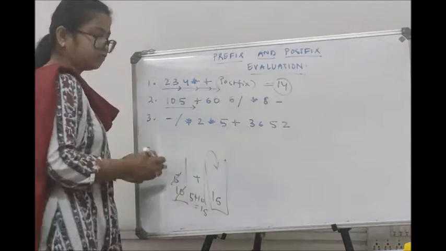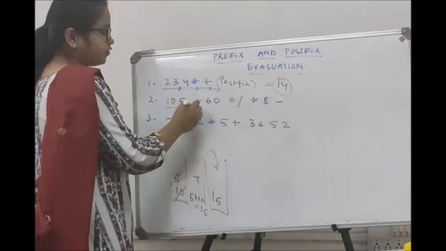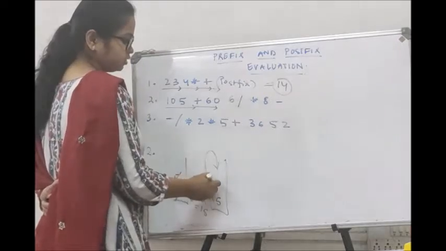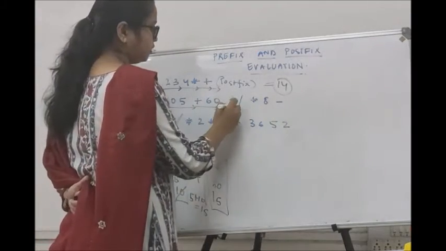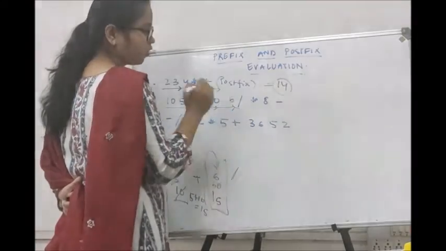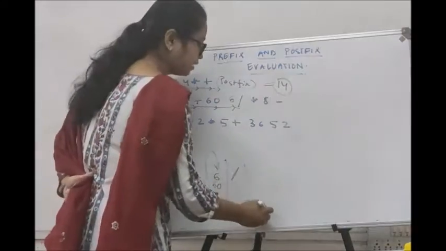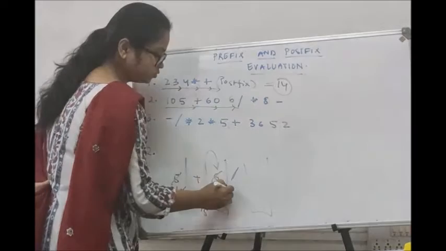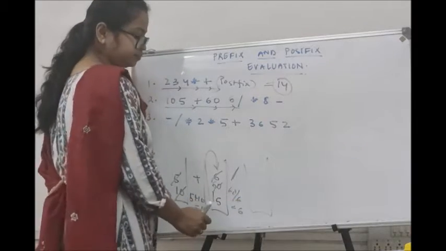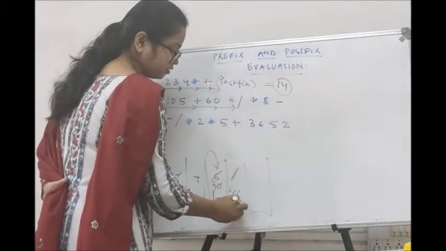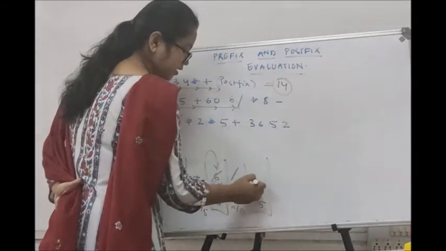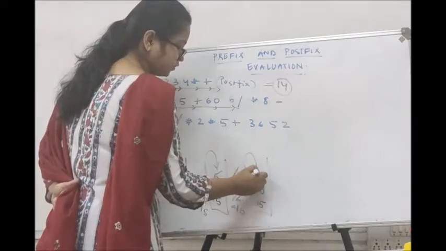So what is the content of the stack? 15. After plus, we come across 60. So 60 is pushed. Then we come across 6, and 6 is pushed. Then again an operator. When we get an operator, we pop. So 60 divided by 6 is 10. So 10 is pushed. The content of the stack now is 15 and 10.